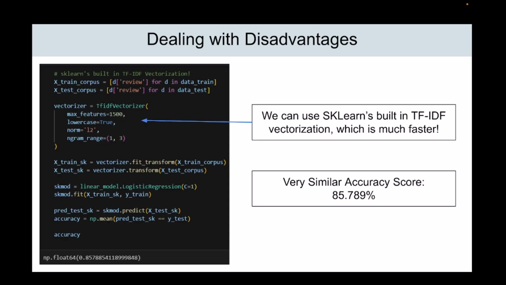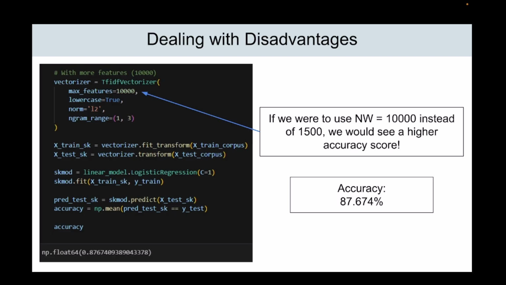That's likely due to just random noise and due to the fact that sklearn might be using a different loss function. But specifically, this is way faster because sklearn uses optimized C++ to run things behind the scenes. So we were even able to increase our NW to 10,000 instead of 1,500, and we saw a much higher accuracy score. It increased by around 2%.